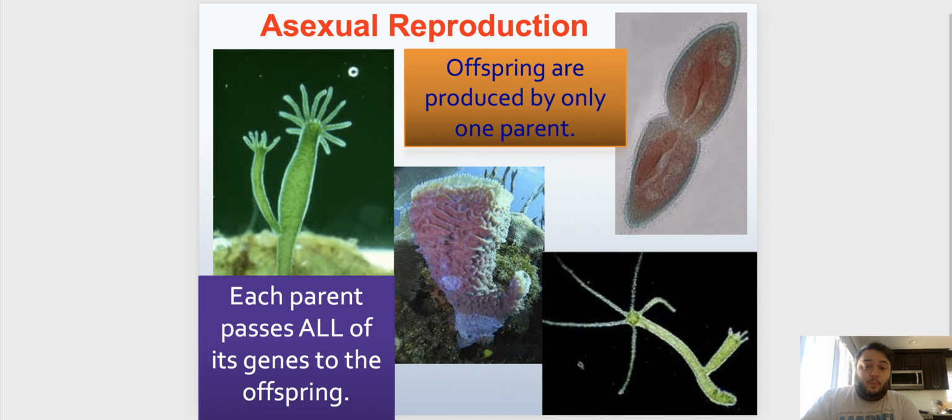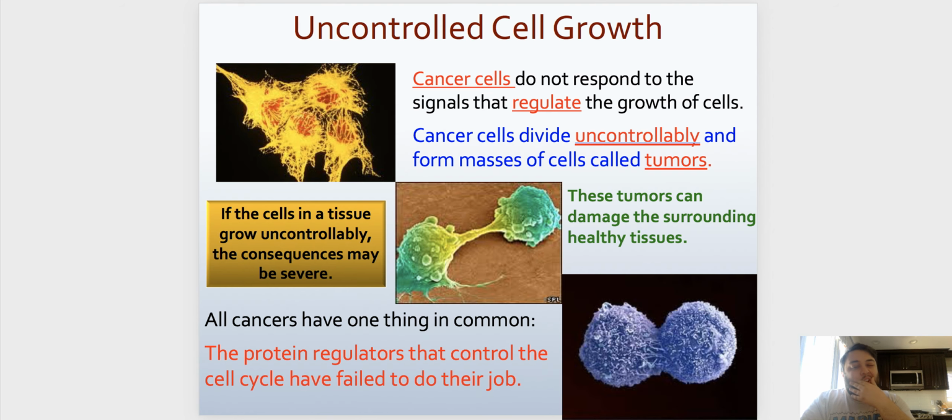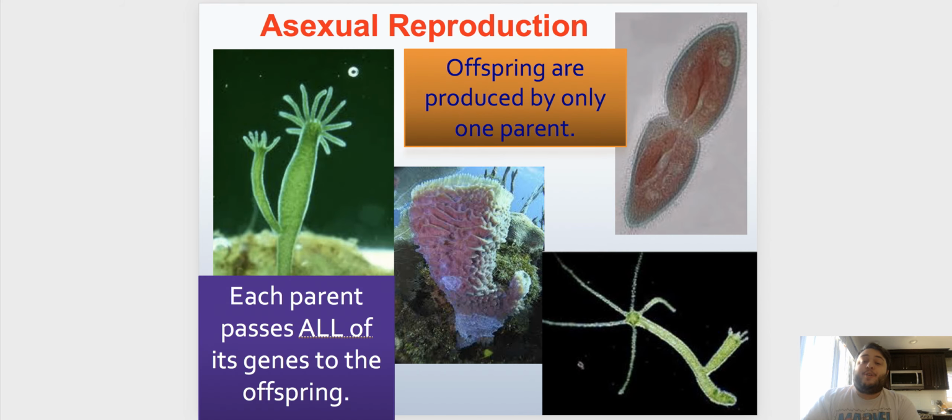So, that is cancer, right? And we're not going to really talk more about it right now. We may get into it a little more in genetics, but for now, we're going to just leave it at that, okay? Let's talk about the different types of reproduction before we even get into meiosis, right?